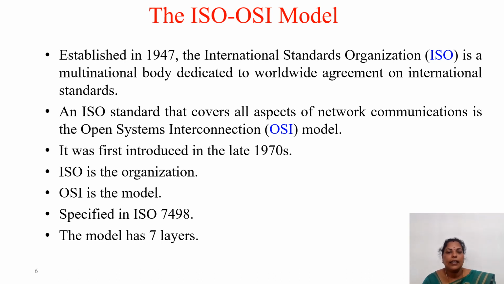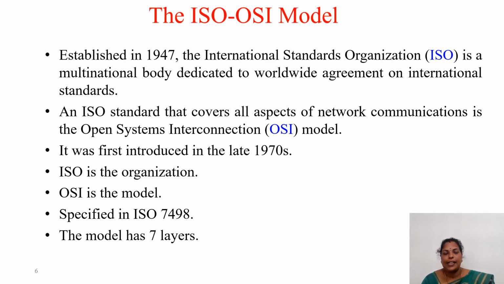Here ISO is an organization and OSI is a model. Always don't get confused, because the letters of ISO are reversed in OSI. ISO is International Standards Organization and OSI is Open Systems Interconnection. Actually, ISO is International Organization for Standardization, that is the actual expansion. So you need to know the difference between an organization and a model.